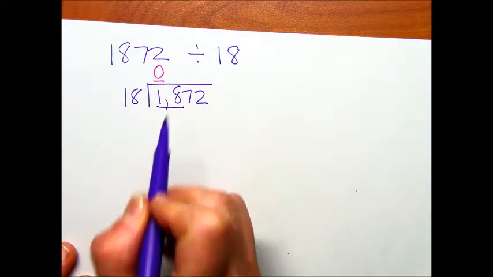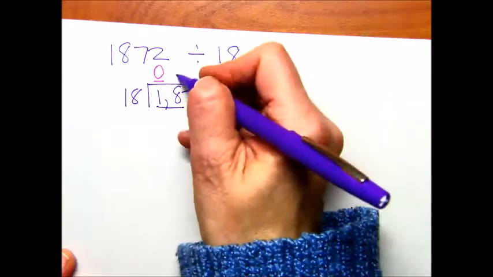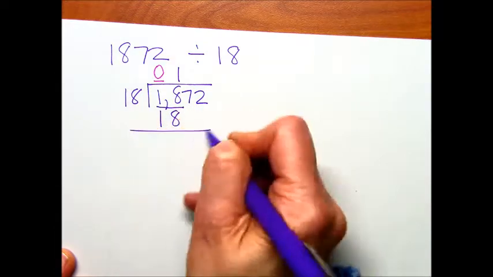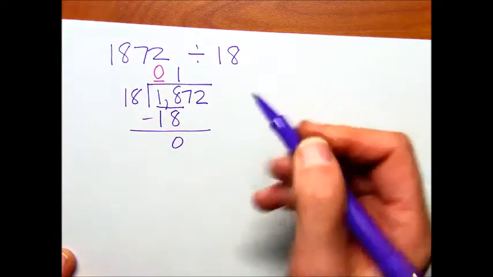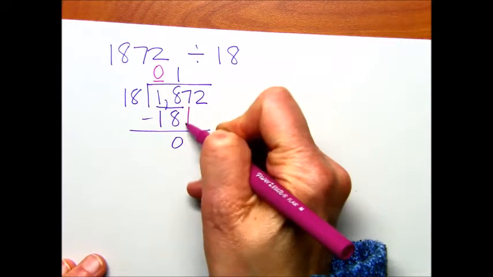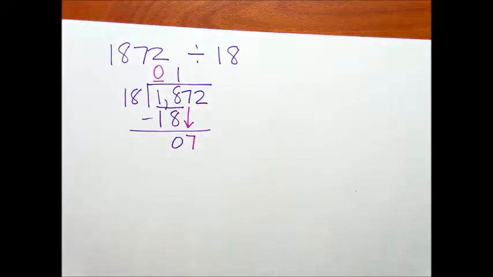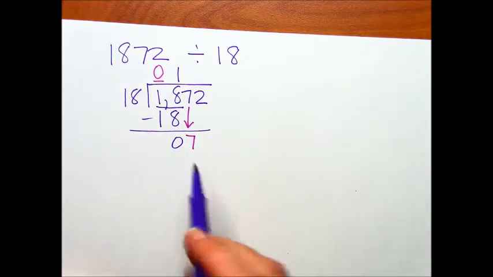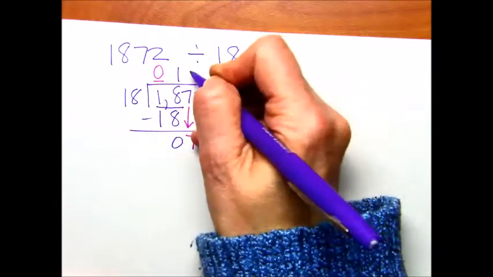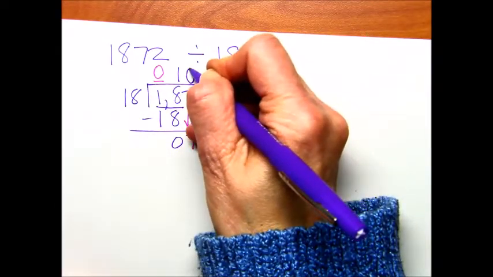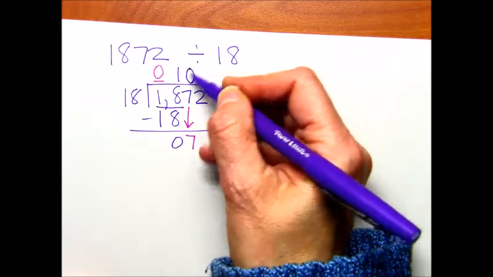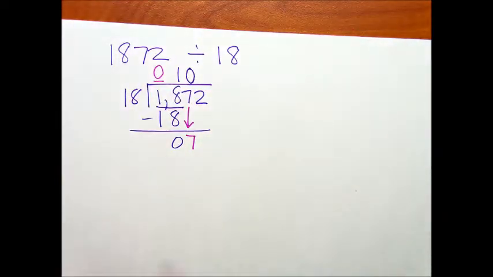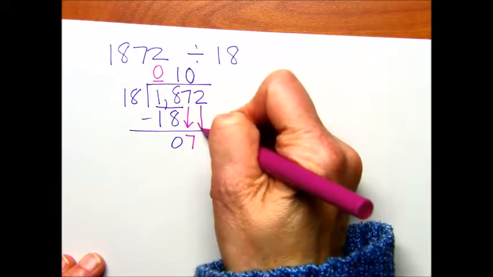But now let's look at 18. Well, 18 goes into 18 one time, because 1 times 18 is 18. Okay, and then the difference, of course, is going to be 0. Now we want to bring down that 7. So we're thinking, does 18 go into 7? No, it doesn't. 18 is much bigger than 7. So we have to put a 0 here, because 7 is not big enough to hold the 18. So what we'll do now is bring down the 2.